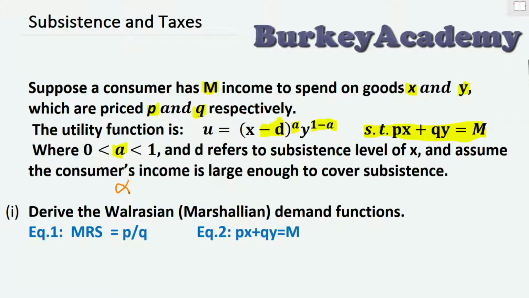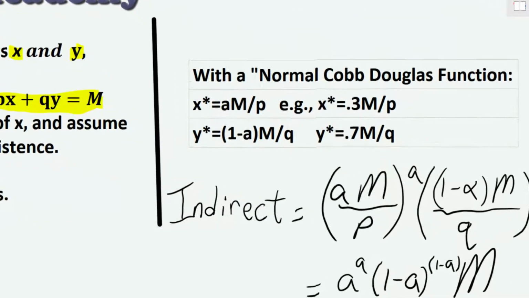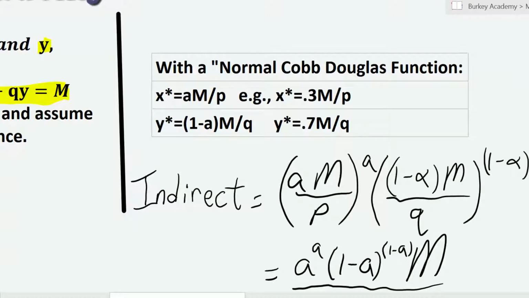So when we solve this, it's good to keep in mind what our standard Cobb-Douglas problem solutions are going to look like. If we first derive the regular Marshallian or Walrasian demand functions with a regular Cobb-Douglas function, we did this in a recent video. I'll add a link to that in the description below. You get that the normal Cobb-Douglas without this subsistence level has demand functions of A times your budget over P, and then 1 minus A times your budget over Q.